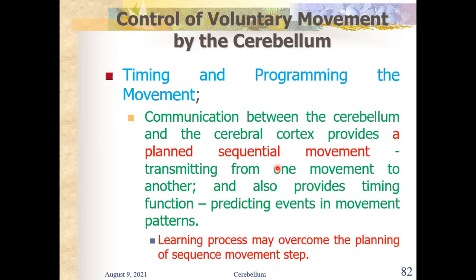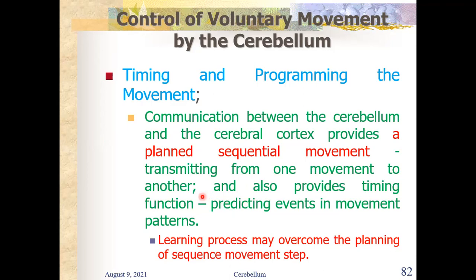Timing of movement and programming the movement is also a mechanism used by the cerebellum to control voluntary movement, timing of movement. So the communication between the cerebellum and the cerebral cortex provides a planned sequential movement. A planned sequential movement involves transitioning from one movement to another. For example, taking steps, walking, one step after the other. So the cerebellum and the cerebral cortex have communicated with each other so that once you take one step, the next thing you do is to take another step.